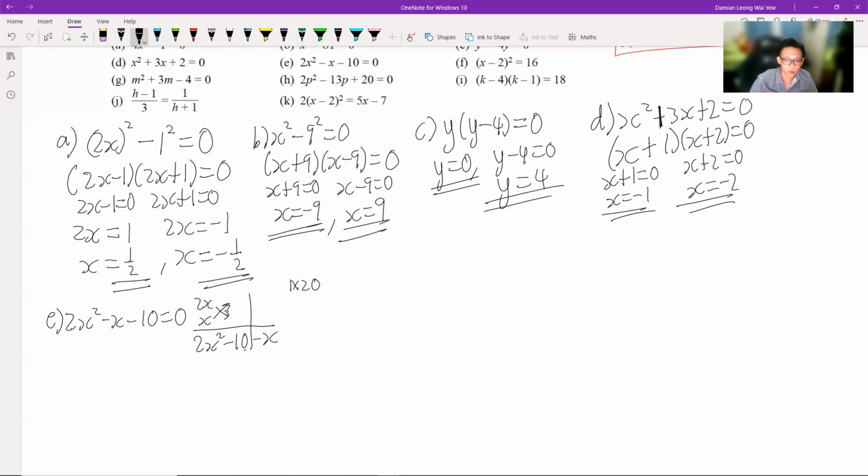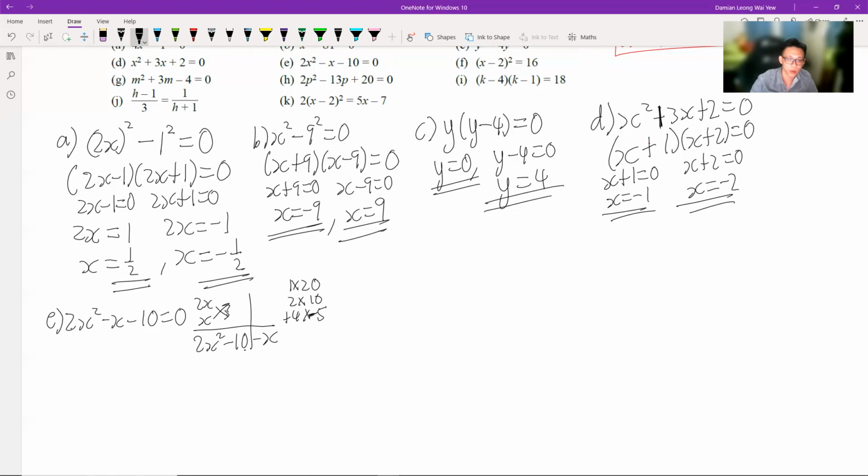So 1 times 20, 2 times 10, 4 times 5. Now I see which pair, when I plus or minus them, I can get the middle number, which is this one. No number means -1. So to get -1, it must be -5 plus 4. So I need to get -5 and +4.